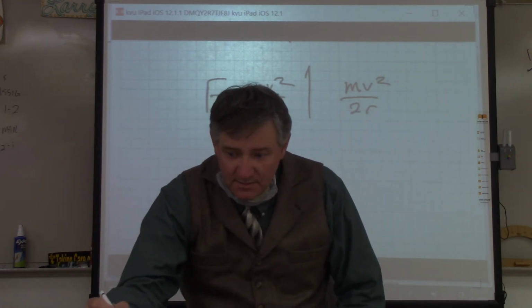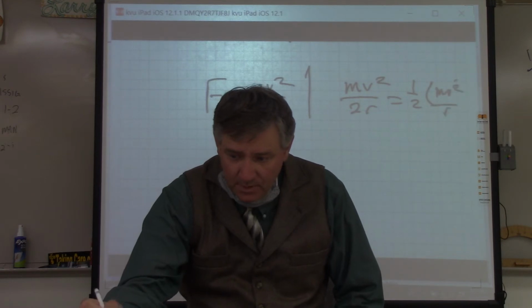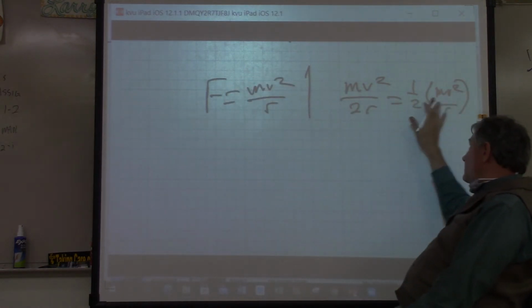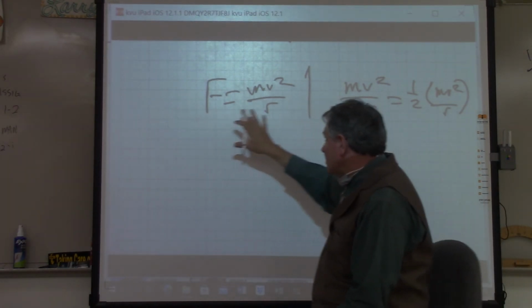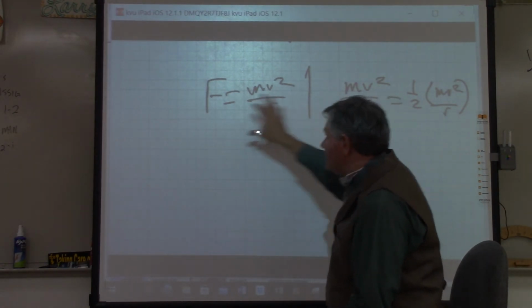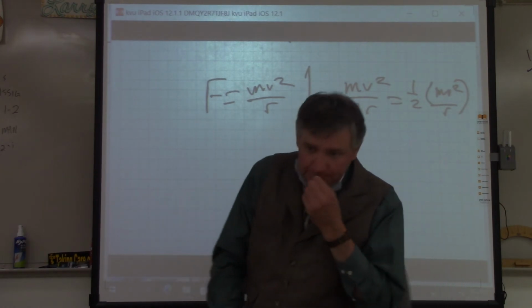So this basically becomes 1/2 times mv squared over r. So if I multiply this side by 1/2, that means my force will become half as much. So if I double the radius, my force becomes half as much.